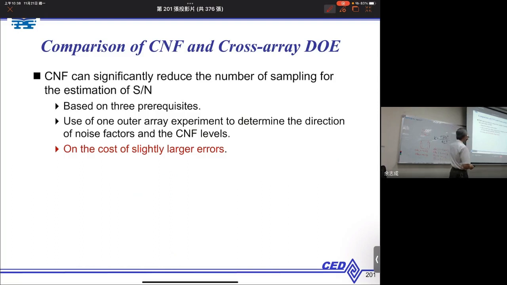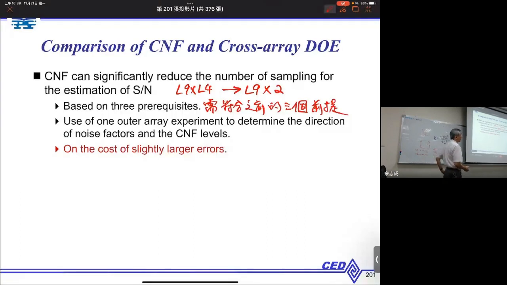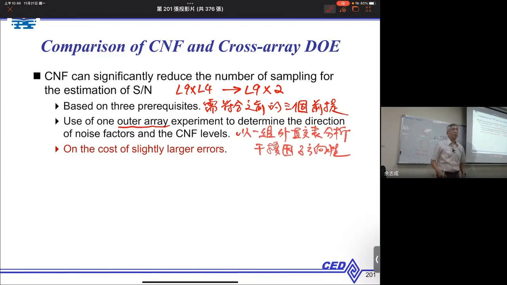Okay, let's compare the use of compound noise factors and also the cross array design for experiments. We know that compound noise factors can greatly reduce the number of experiments, such as from L9 by L4, we can go down to L9 by 2 compound noise. But you know, it's based on 3 prerequisites. And also at the beginning of the experiments, if we don't know the direction of the noise factors, we need to use one outer array to understand what the direction of the noise factors is.